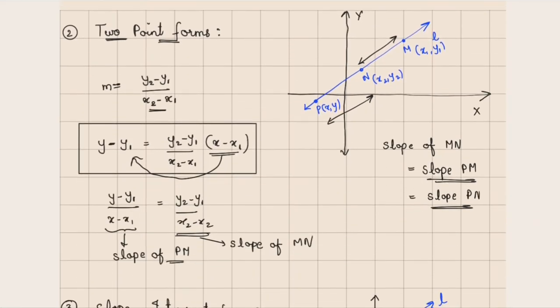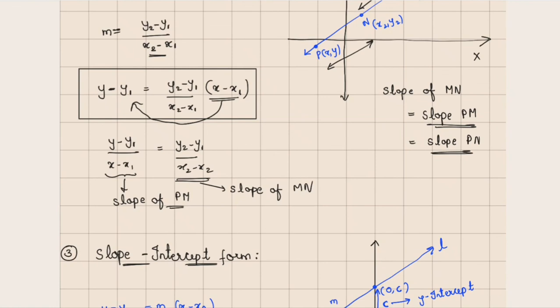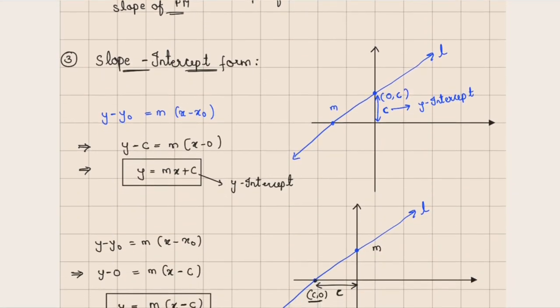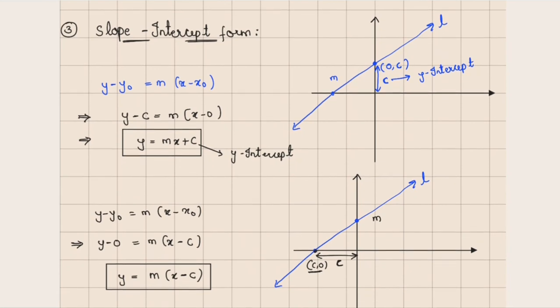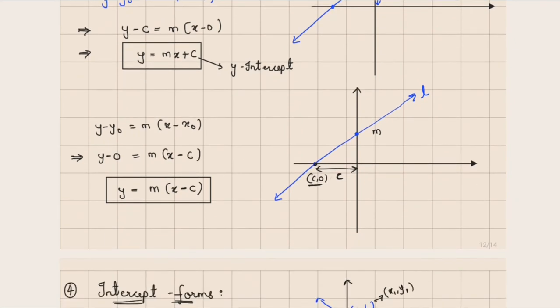And the next is two-point form, when 2 points are known on a line, which we have done by finding the slope using those 2 points and substituting in the point slope form, or else by equating the slope of MN to the slope of either PN or PM. The third thing is slope intercept form. When we know either of the intercepts, x-intercept or y-intercept, then the equation, if you know the y-intercept c, looks as y equal to mx plus c, and if you know the slope and the x-intercept, the equation looks as y equal to m into x minus c.